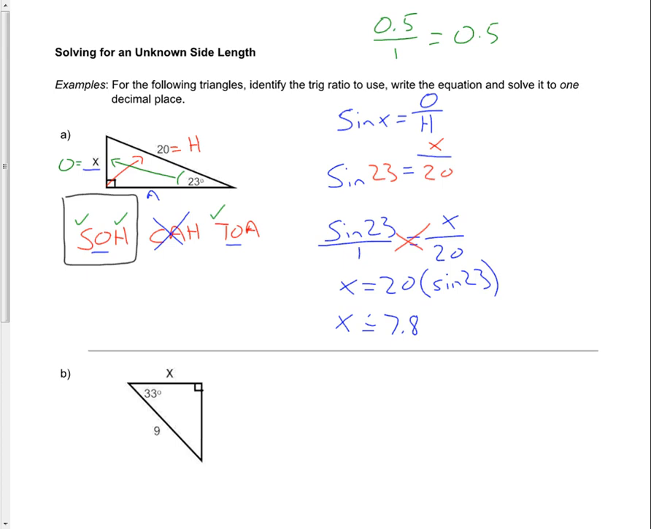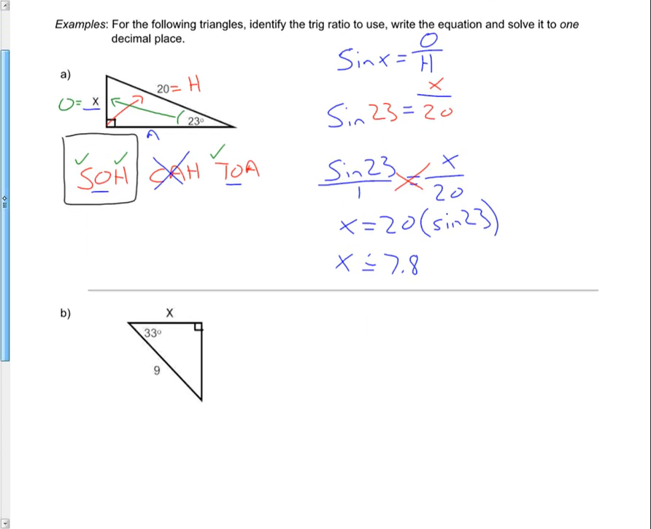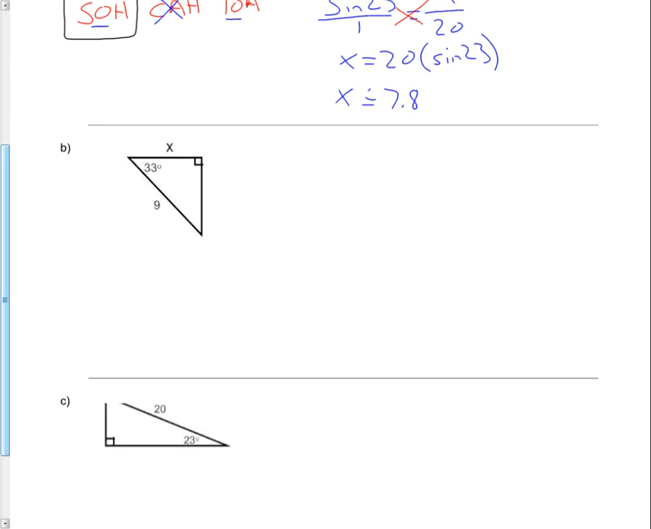So we're going to follow the exact same process again to solve this second example here. In section B we've got something very, very similar. So let's look at triangle B. In question B, again, we're going to identify which primary trig ratio we should use. So I'm going to put in SOH CAH TOA.